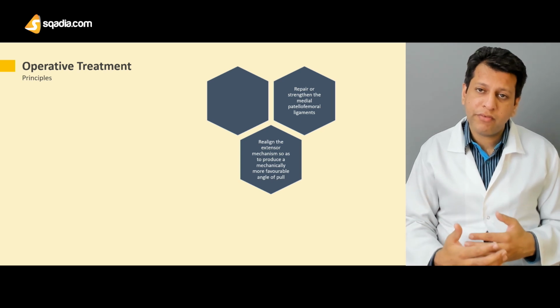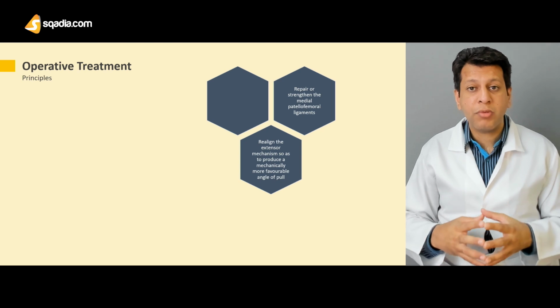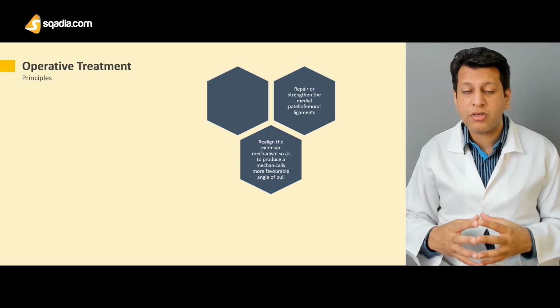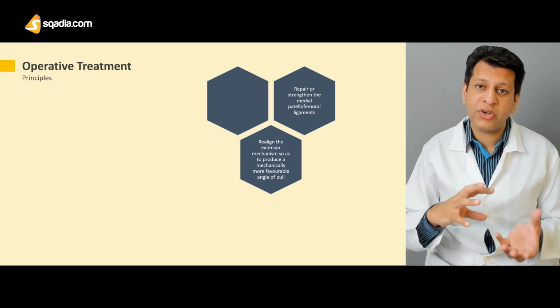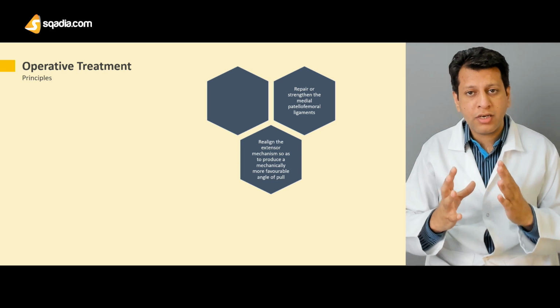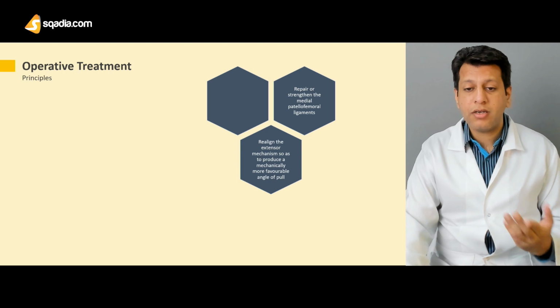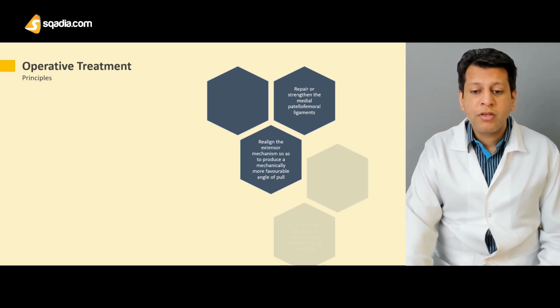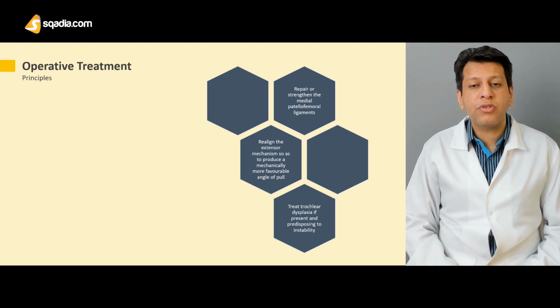We will be defining different osteotomies. For example, there is the Ulm-style trilat osteotomy, there is the Fulkerson osteotomy. Different osteotomies are in place to recreate this mechanical pull, and therefore tend to reduce the tendency of the patella going more laterally. The other principle is to treat trochlear dysplasia if present and predisposing to instability.